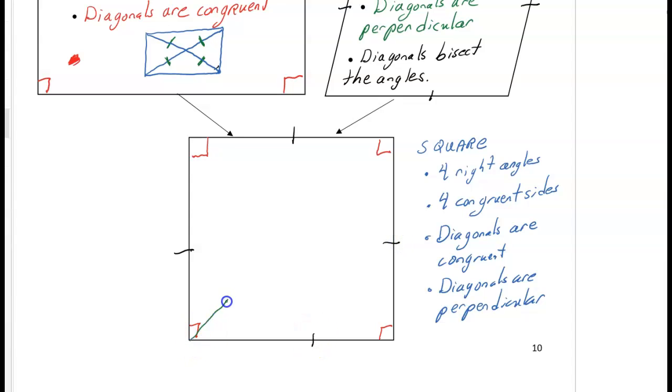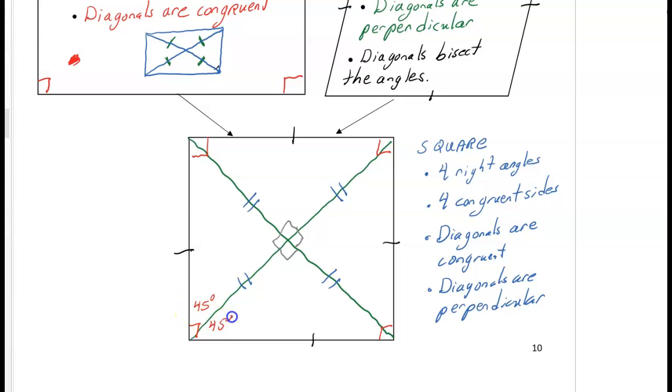If we were to draw in the diagonals here in green, those diagonals are congruent, so I'm going to put two tick marks on each of them. The diagonals are perpendicular, so I'm going to put the boxes, the right angle symbol, in the middle. And the diagonals also bisect the angle. And since the angles are 90 degrees, each angle here, as a result, is 45 degrees.